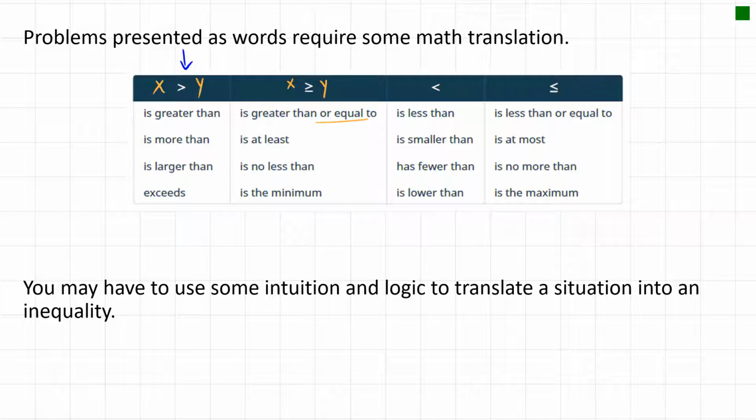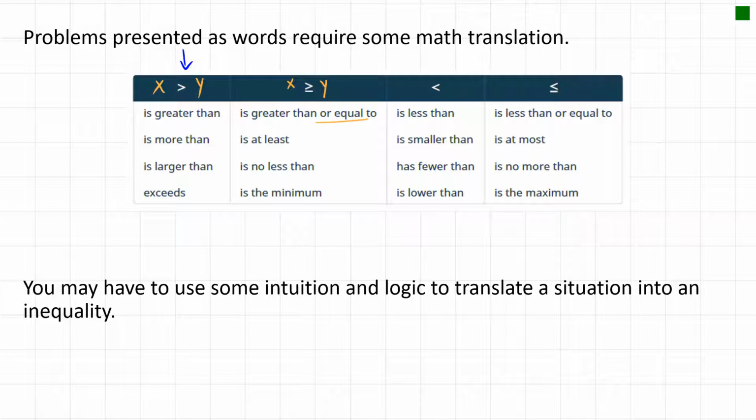The minimum amount includes that minimum. So I need at minimum $50 for this transaction. Well, $50 is equal to the minimum and it satisfies that condition.